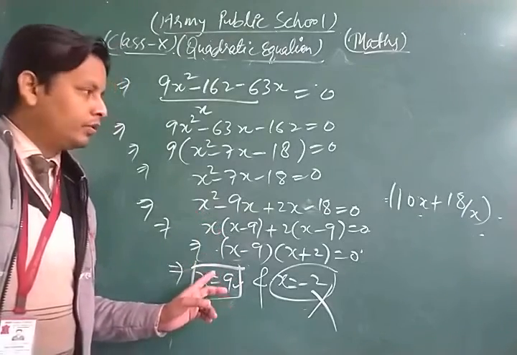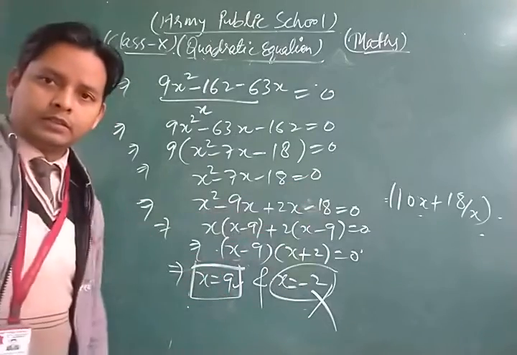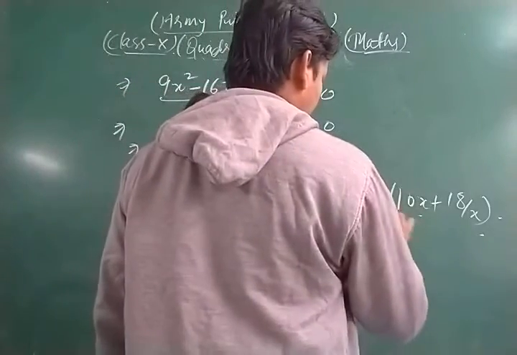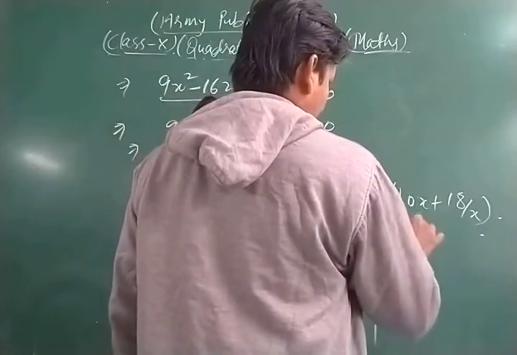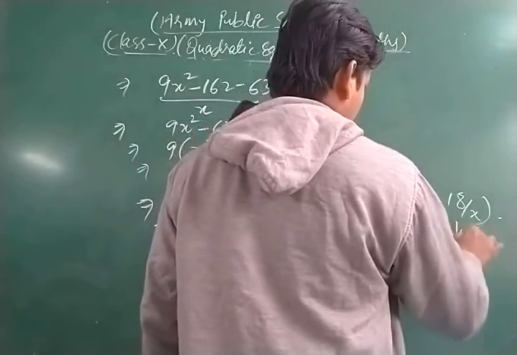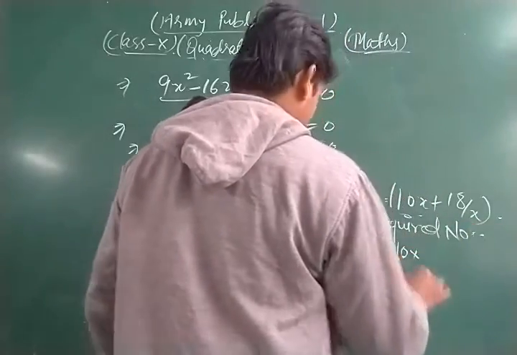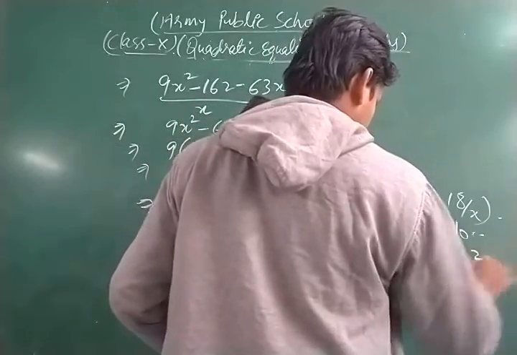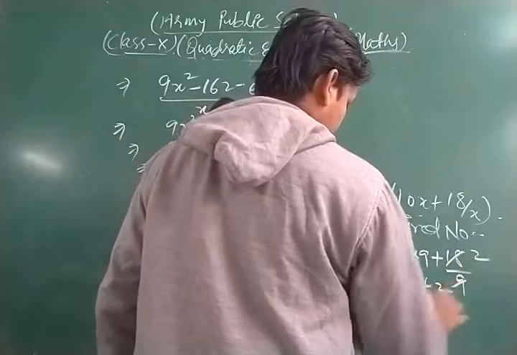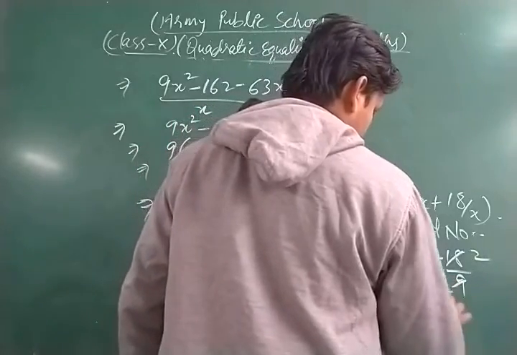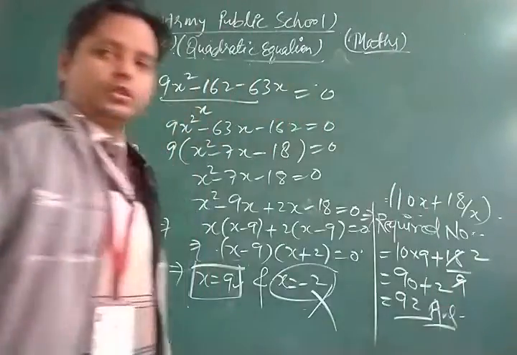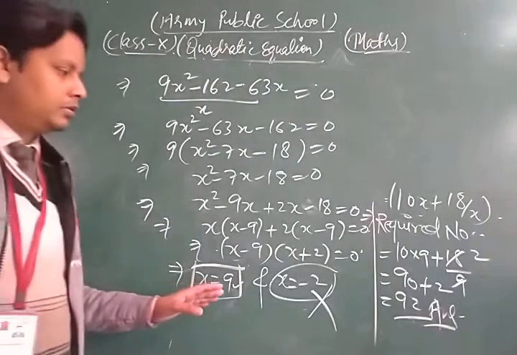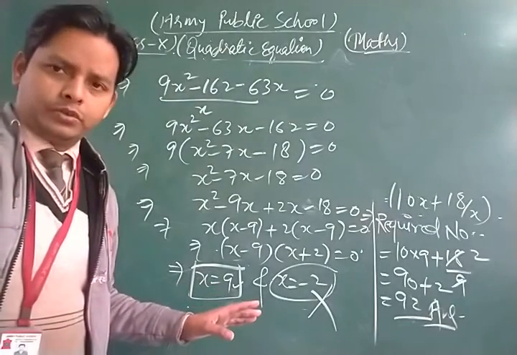Okay, now we put the value of x in the given expression. Thus the required number, 10 into x, that is 9, 90 plus 2, that is 92. So 92 is the required solution of the given question.